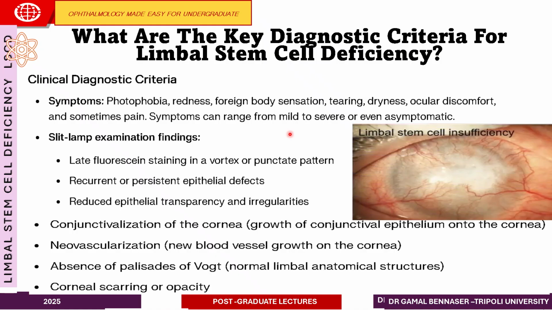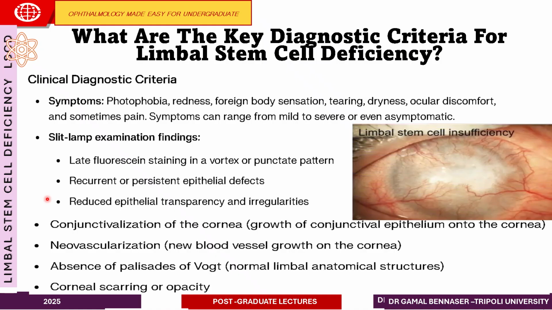So this is known as late fluorescein staining. And I will explain this in detail in another slide. Other features that you can see on the slit lamp are the presence of persistent or recurrent epithelial defects and erosions, reduced epithelial transparency and irregularities. As you know, these limbal stem cells play an important role in the clarity and transparency of the corneal epithelium.